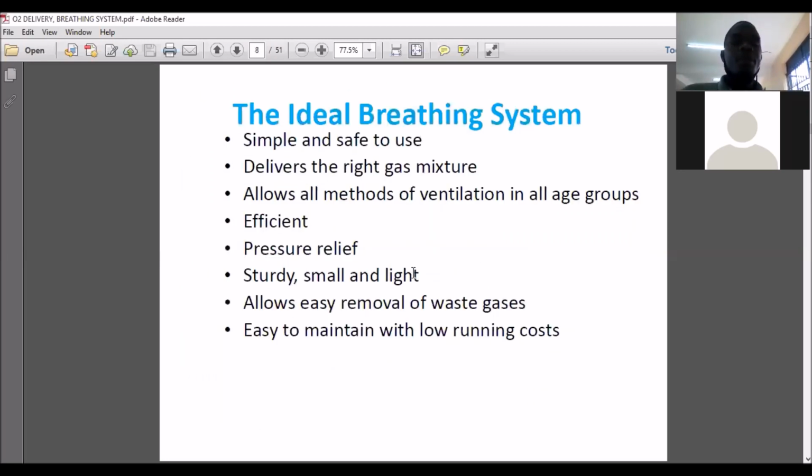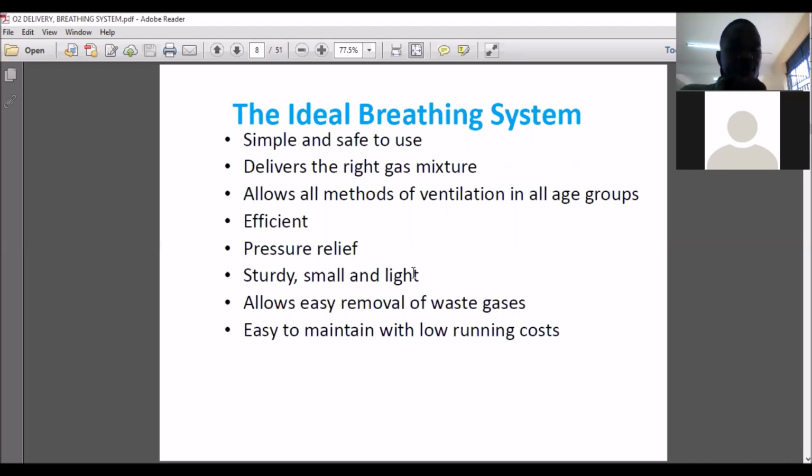An ideal breathing system, one, has to be simple and safe to use. You don't want the carbon dioxide to stay inside and the toxicity to increase. Then it delivers the right gas mixtures. If you want a particular percentage, it must be able to produce it, because it would be catastrophic if you want to give 20% of the anesthetic agent and you end up giving 40%. So that is not ideal.